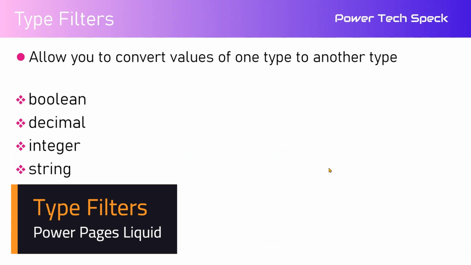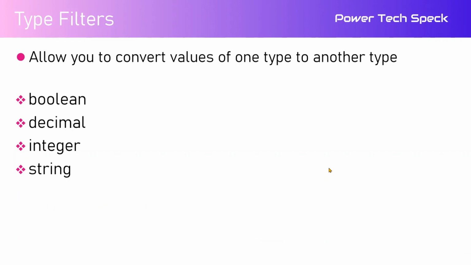In this video, I'll show you how to use type filters within Power Pages Liquid. Now, type filters are basically used to convert the values from one data type to another. You have limited options available if you use the type filter. So you can do some conversion between Boolean, decimal, integer, and string.